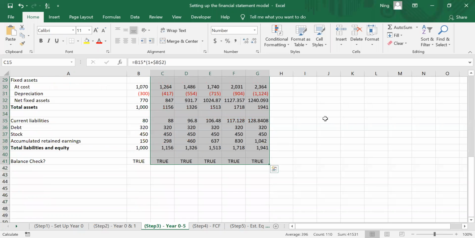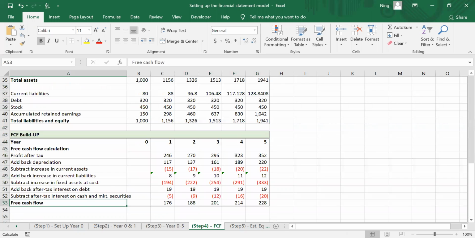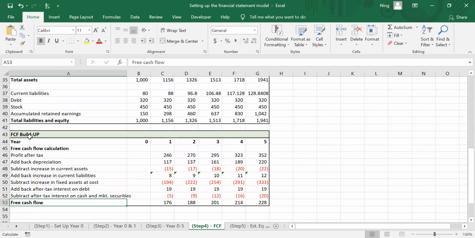After the Pro-Forma modeling part is done, assuming that you have done everything correctly, the next step is to use the Pro-Forma model to compute levered free cash flow. We'll save this part for the next lecture.